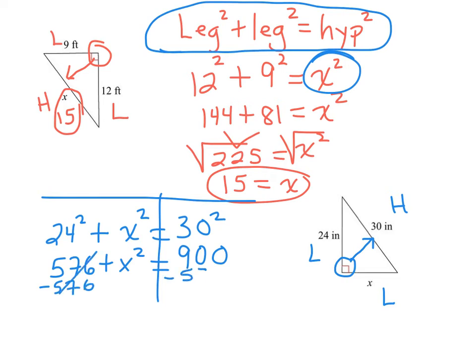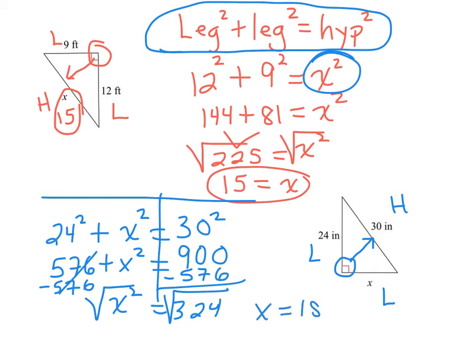What I do to one side of the equation, I do to the other. And then 900 minus 576 is going to give me 324. The only thing I have left on the left-hand side is x squared. And now we're at that step again. How do we undo something that's squared? We square root it. So if we take the square root of 324, we find out that x is 18.